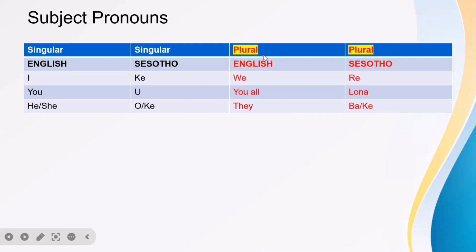And then the plural forms for these subject pronouns. In English it's we, but in Sesotho, we is re. And you all is lona, and they, ba or ke, low tone.